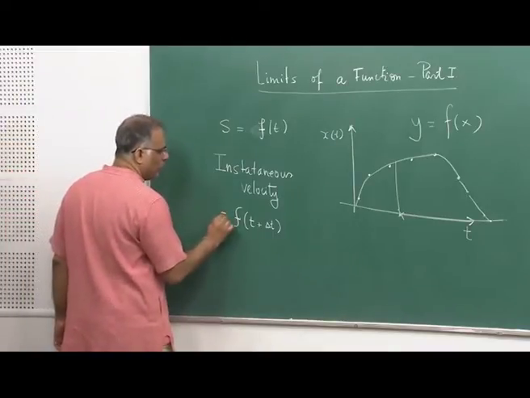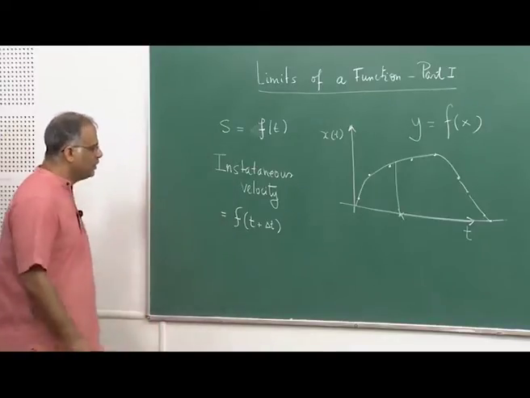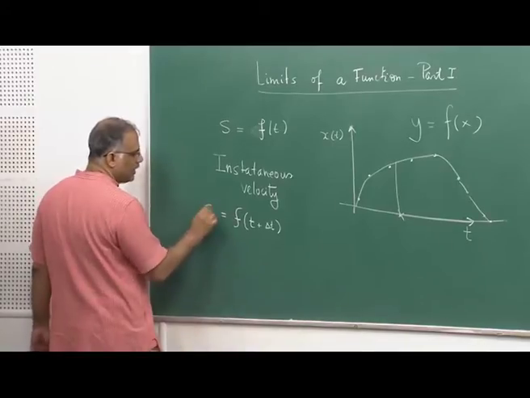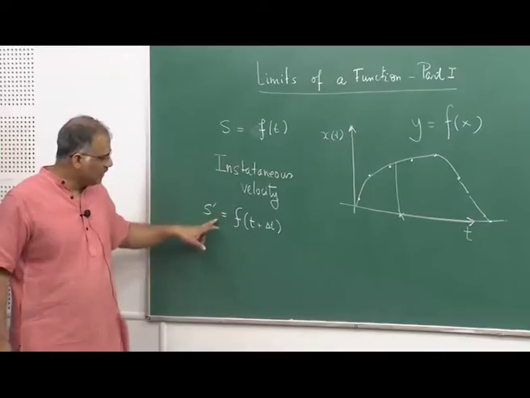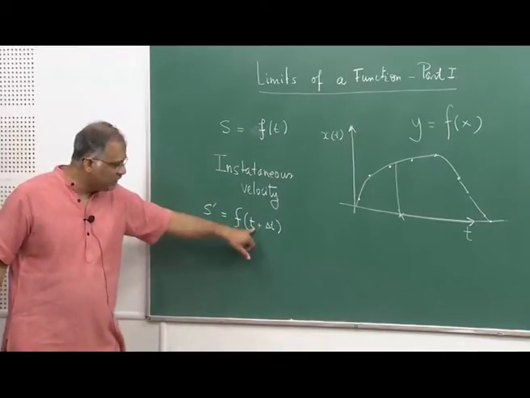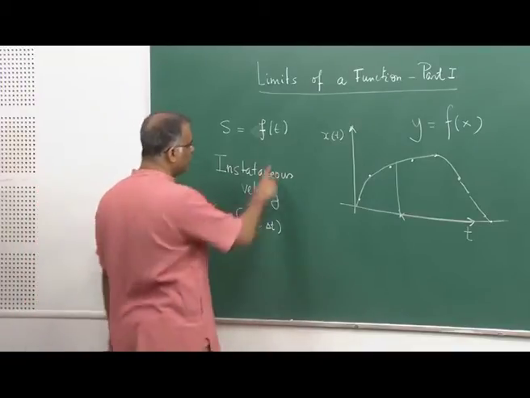So, I was at s at time t, and at the time t plus delta t, a very small time later, I am at s dash. So, this is my distance.